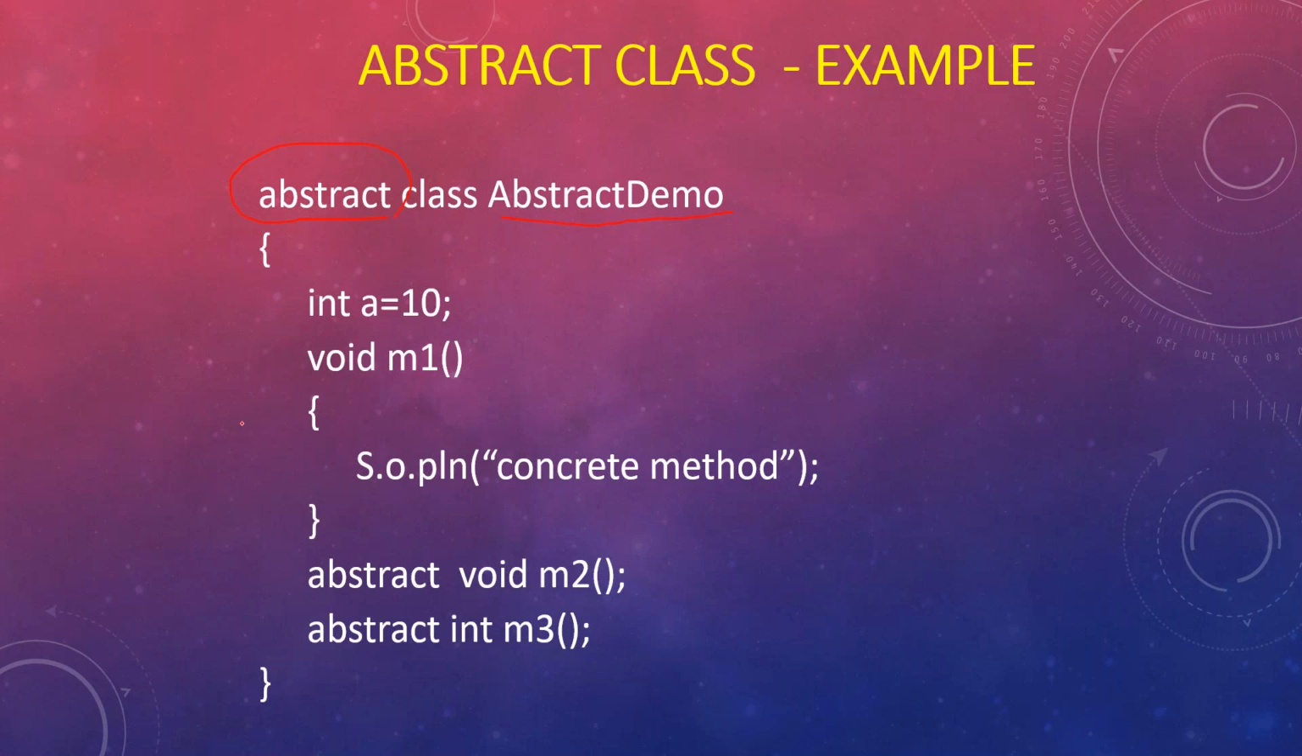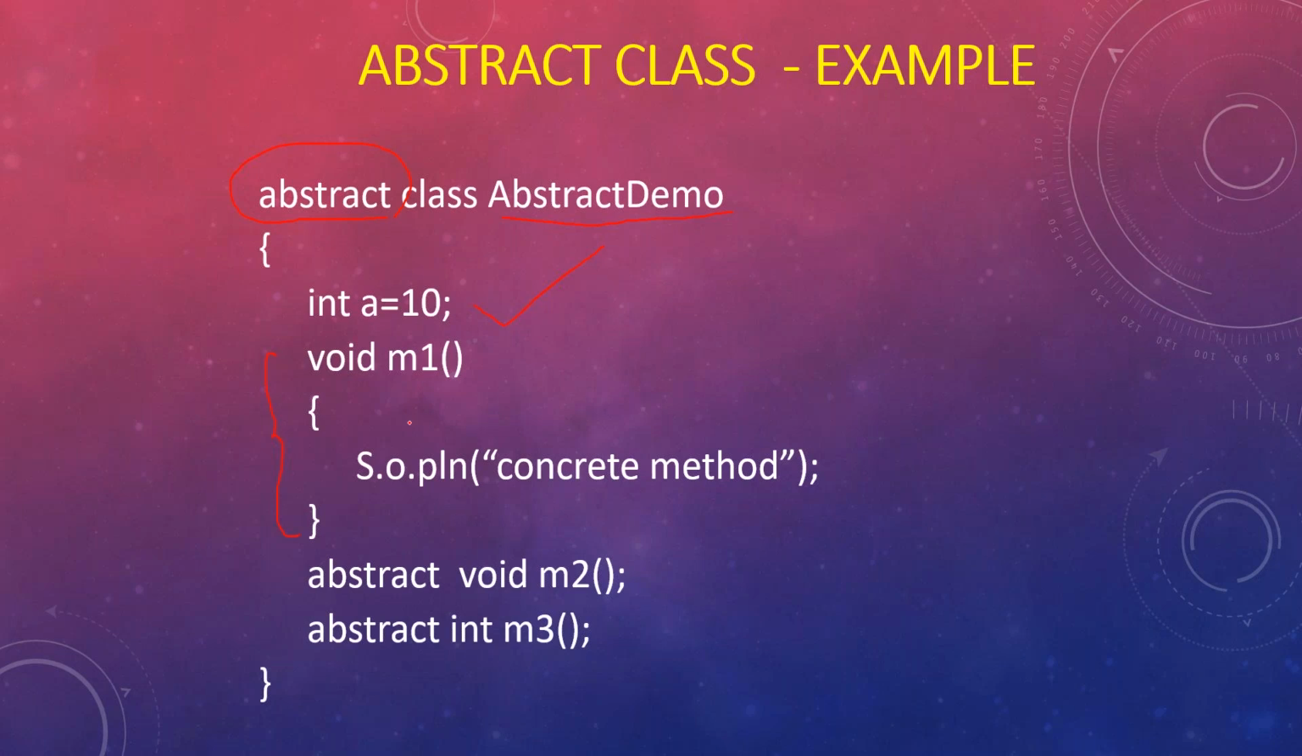I wrote the class the way I usually write a class. I have opened the flower bracket, I have closed the flower bracket. Inside I'm writing some members. What is the first member? What is the name of that member? Instance variable. Very good. What about this? Instance method. It is an instance method.